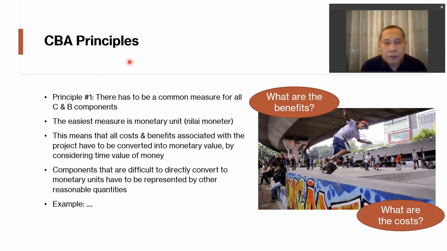So some principles of CBA, again, this segment only gives you a very, very brief introduction on cost to benefit analysis. So principle number 1, there has to be a common measure for all cost and benefit components. And the easiest measure is, of course, the monetary unit. The Indonesian term for it is nilai moneter atau nilai mata uang. So this means that all costs and benefits associated with the project have to be converted into monetary value, into equivalent money value, and you also need to consider the time value of money. Components that are difficult to directly convert to monetary units have to be represented by other reasonable quantities.